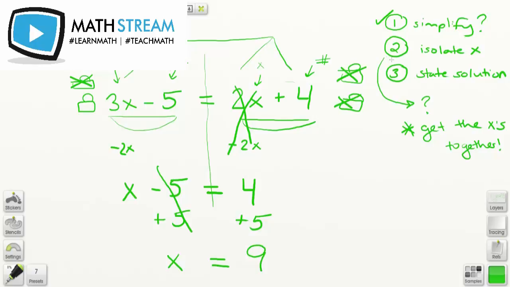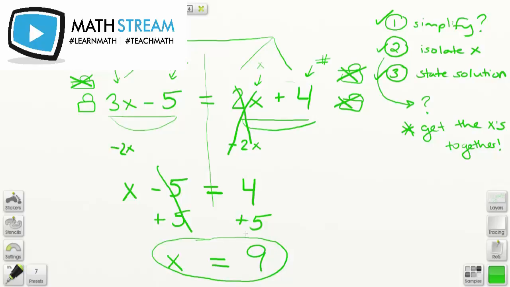So did we isolate x? Yes. Can we state our solution now? Yes. X must equal 9. We're going to talk about what that actually means in just a moment. Take a second to look at that.